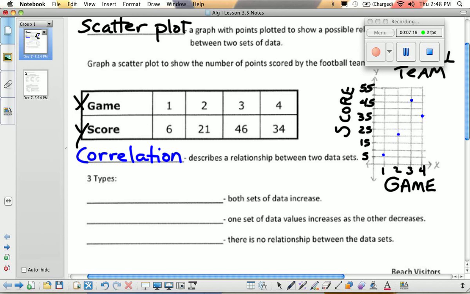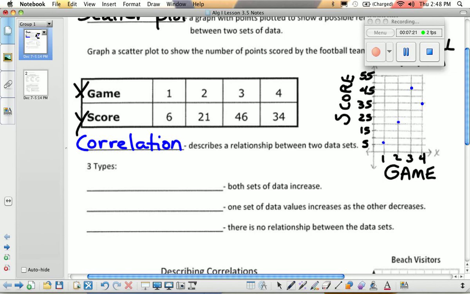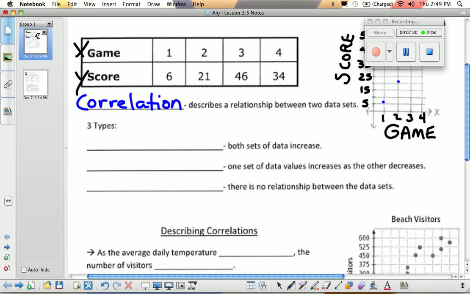So in this one, you're saying no, the one that we already have there? Okay. Somebody else might argue it looks like there is. But there are 3 types of correlation. What are they? When both sets of data increase, so as the x values get higher, so do the y values. What's that, Jonathan? Positive correlation. As one increases, so does the other.